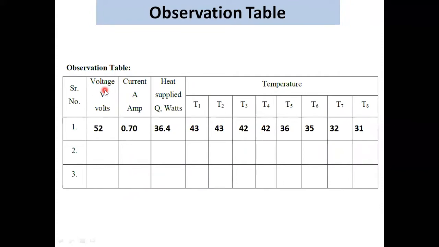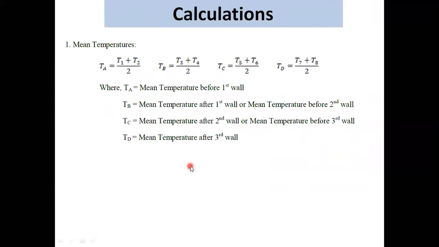So we will note down the voltage and current to calculate the amount of heat supplied, that is V into I, and all the 8 temperatures between the materials. So T1, T2, T3, T4, T5, T6, T7, T8. Now the average temperature can be calculated as (T1 plus T2) by 2, that will give you TA, TB, TC and TD.